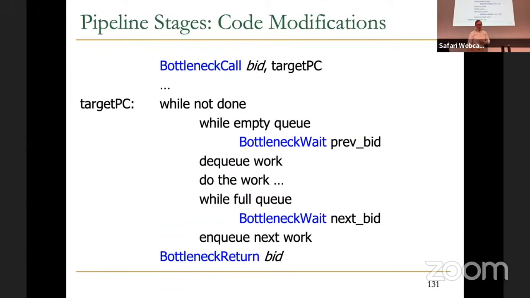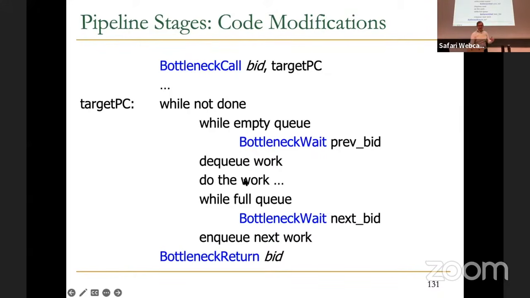Okay, that's barriers. This is pipeline stages, which is also using this framework. You have a bottleneck call. This is really the pipeline processing. In pipeline processing, you have an input queue and you have an output queue. You check your input queue first, get some work. If your input queue is empty, maybe you're running too fast compared to the previous pipeline stage that's supposed to be feeding you things. So you're really waiting for the previous bottleneck ID.